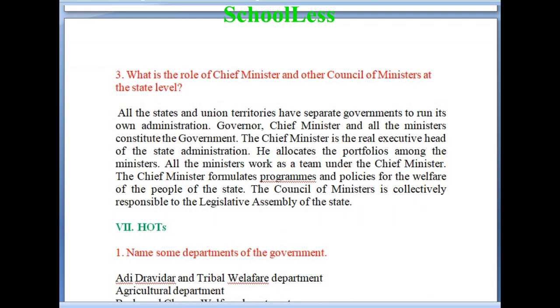Now coming to question 3. What is the role of chief minister and other council of ministers at the state level? All the states and union territories have separate governments to run their own administration. Governor, chief minister and all the ministers constitute the government. The chief minister is the real executive head of the state administration. He allocates the portfolios among the ministers. All the ministers work as a team under the chief minister. The chief minister formulates programs and policies for the welfare of the people of the state. The council of ministers is collectively responsible to the legislative assembly of the state.